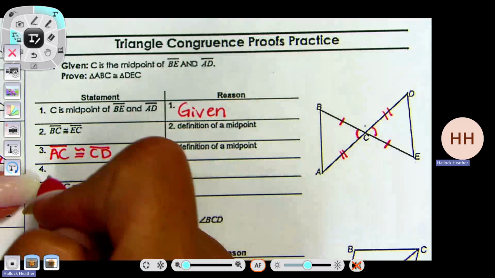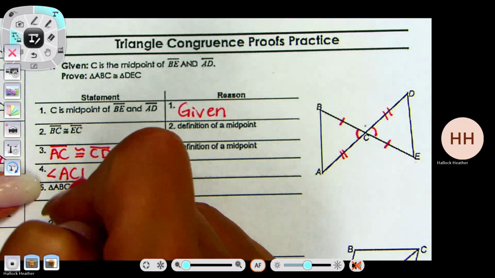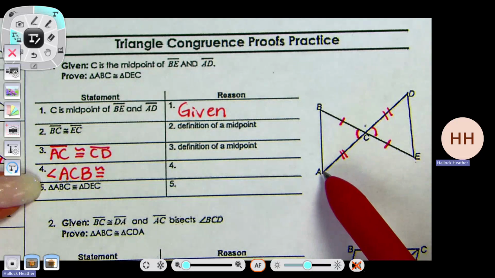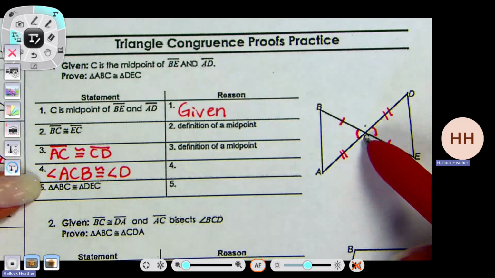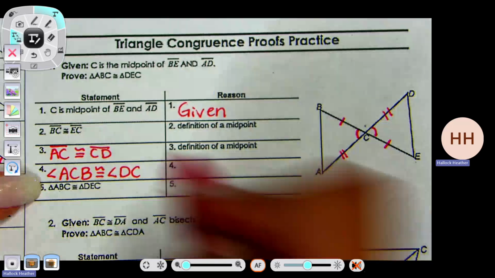So if I say angle ACB, what matches with A? D. So D has to go first. I said C, what matches with C? C. And then the last letter is E.